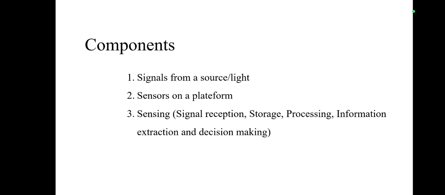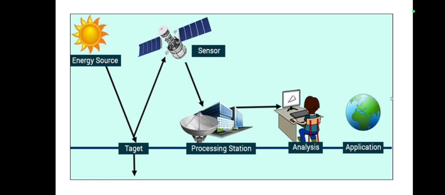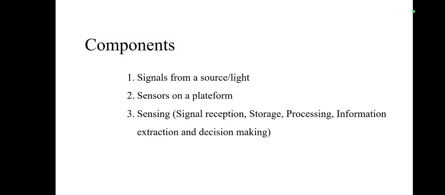Next, the components. First of all is signals from a source or light. So we can get the signals from a source or from light, and then the next is sensors on a platform. Next we get the signals from the sensor, so that is the second component. And next is sensing. Sensing is nothing but signal reception, storage, processing, information extraction and decision making.